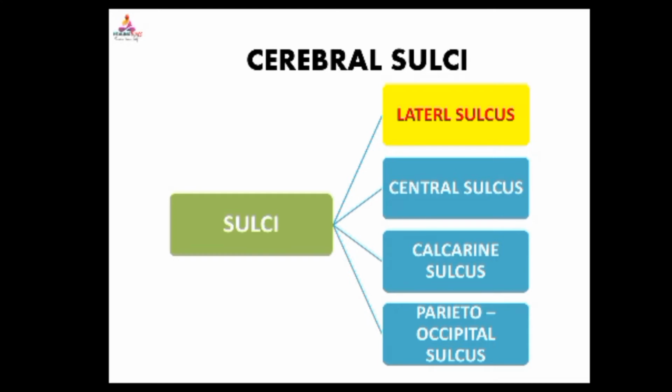First is the lateral sulcus. The lateral sulcus is the most conspicuous of all the cerebral sulci and has a stem and three rami. The stem of the sulcus begins as a deep cleft on the inferior surface of the cerebral hemisphere at the anterior perforated substance and extends laterally between the temporal pole and the posterior part of the orbital surface of the hemisphere.